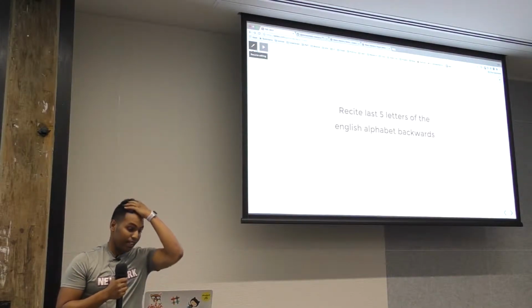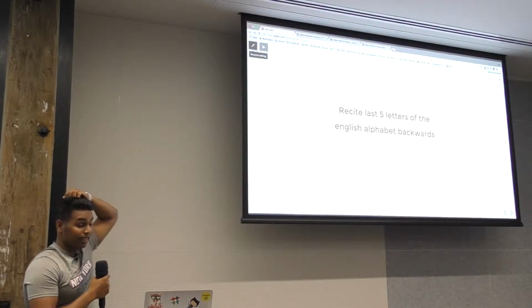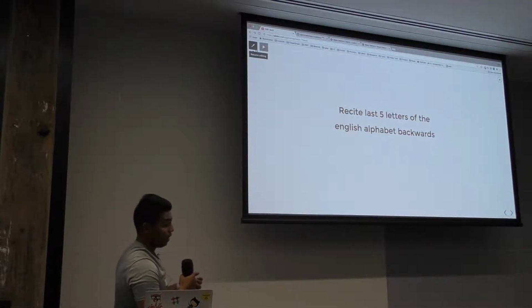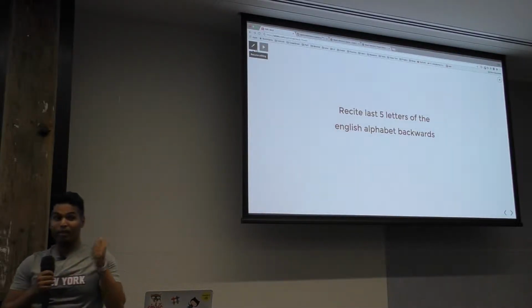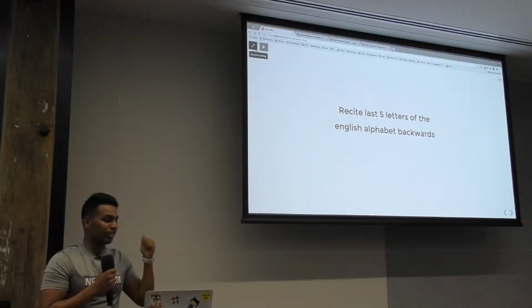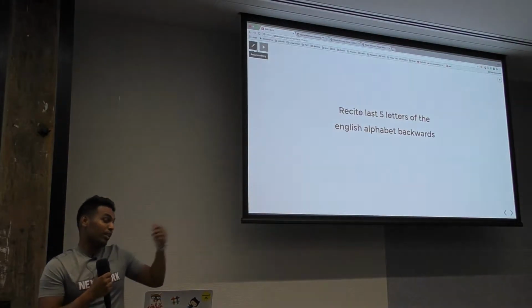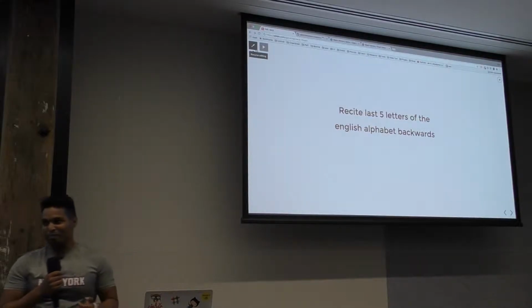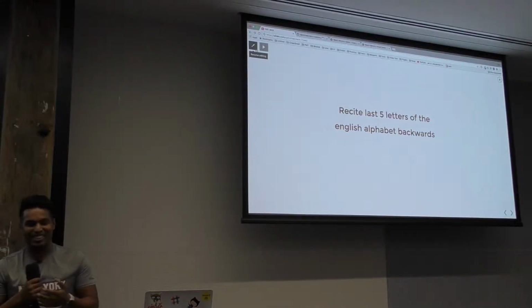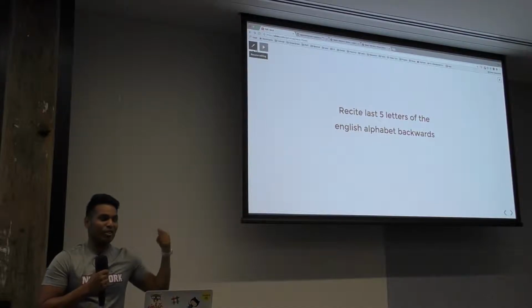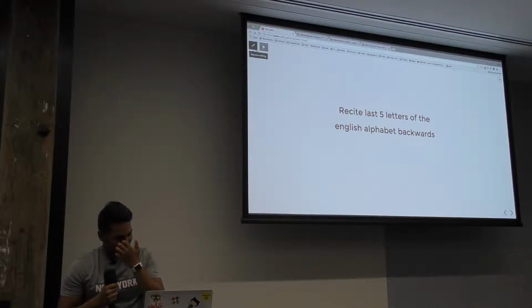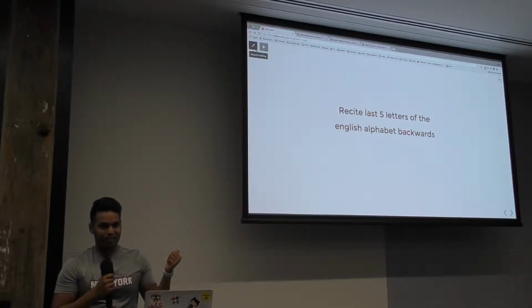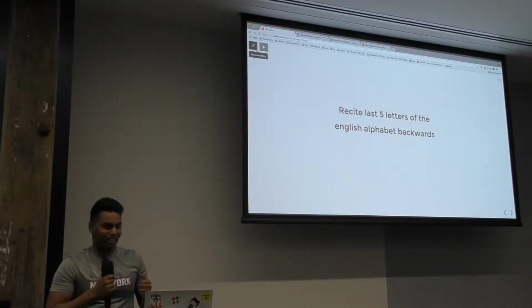Next thing is pretty interesting. You need to recite the last 5 letters of the English alphabet backwards. Start with Z and go backwards. Just 5 is sufficient. Did you recite it? I don't want you to just say okay without reciting. Done? That's perfect.